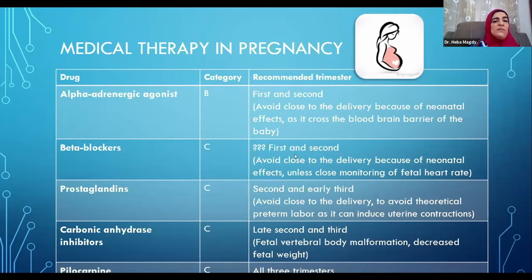Beta blockers' use in the first and second trimester is really questionable, and you have to monitor the fetal heart closely. The prostaglandins can be used in the second and early third trimester, but avoid their use close to delivery to avoid theoretical preterm labor, as they can induce uterine contraction. Carbonic anhydrase inhibitors can be used in the late second and in the third trimester, but not in the first, because of the high risk of fetal vertebral body malformation and decreased fetal weight.